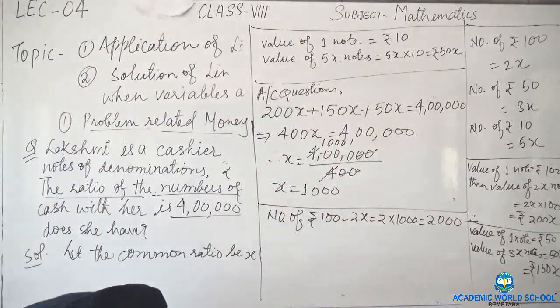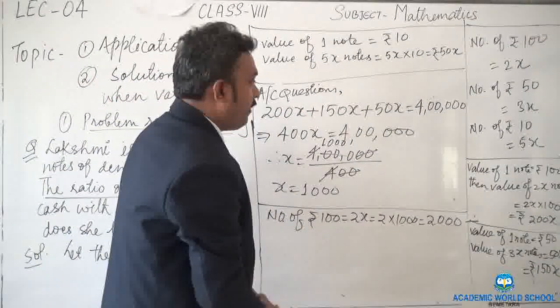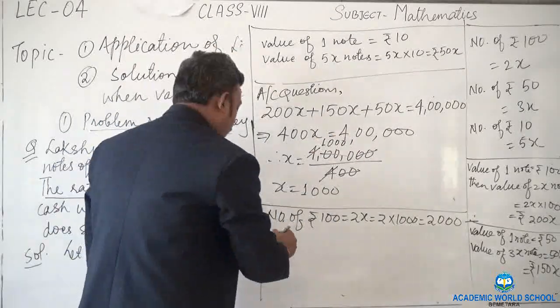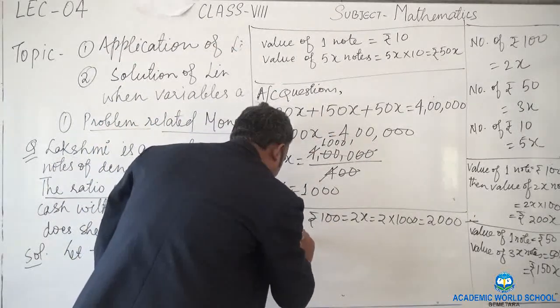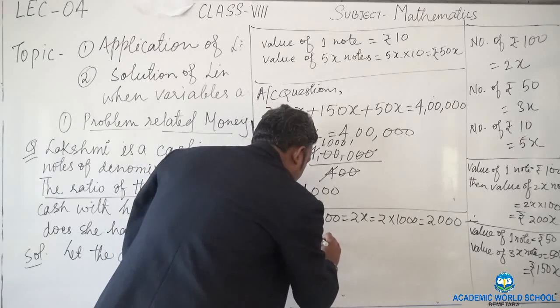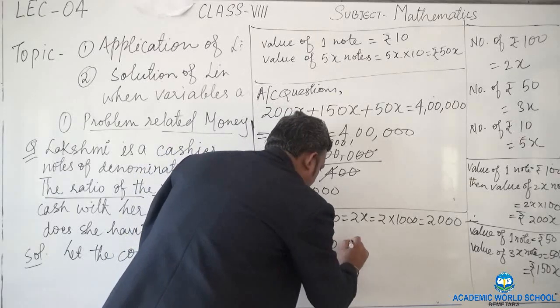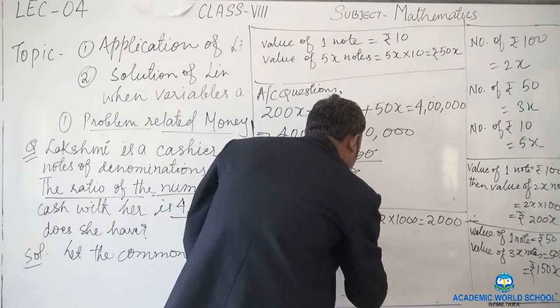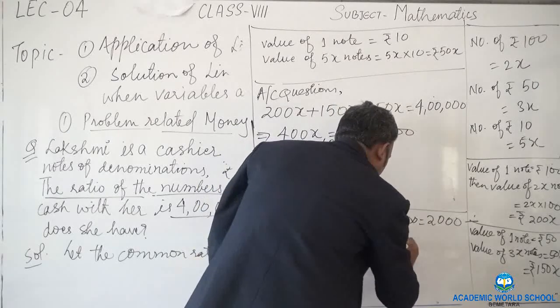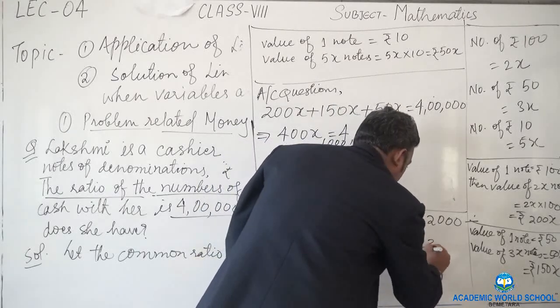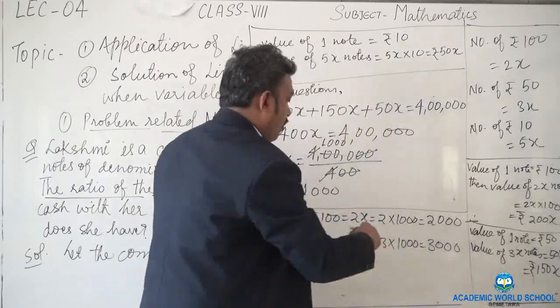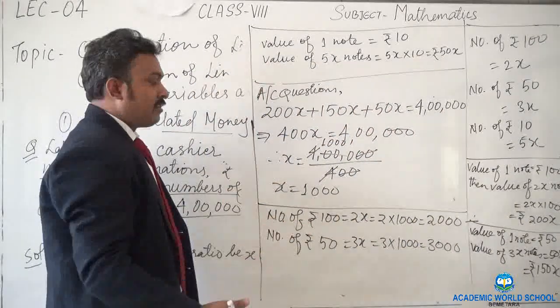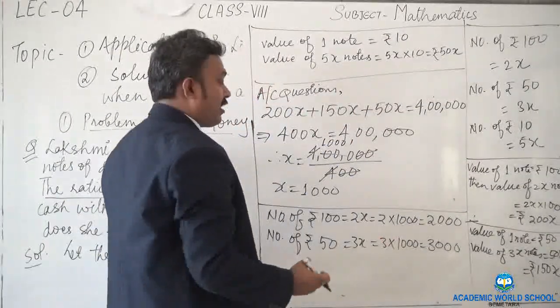2000 100 rupees currency she has. Now 50 rupees currency, how many? So number of rupees 50 notes is 3x, 3 into 1000, which is 3000. So how many 50 rupees notes does she have? 3000 notes.